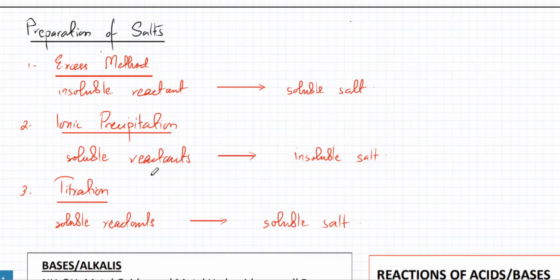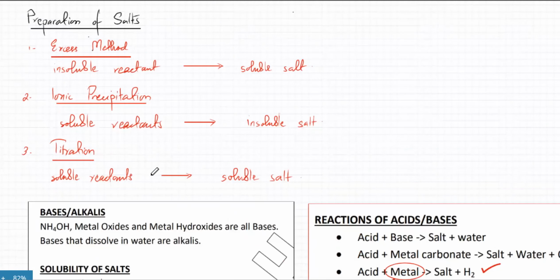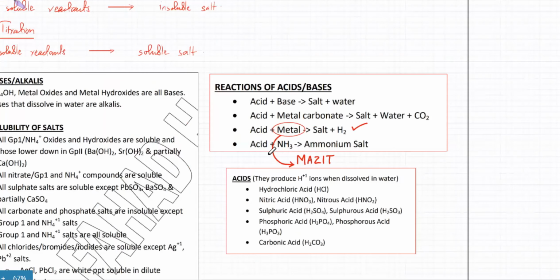So we did ionic precipitation, we did titration, and what I told you was that you've got 4 reactions which are used to make salts. One is an acid plus base reaction that produces salt plus water. You got an acid plus metal carbonate reaction that produces salt and water plus carbon dioxide. You have an acid plus metal reaction, and if you want to make an ammonium salt that contains NH4+, you got an acid plus NH3 reaction that produces an ammonium salt.